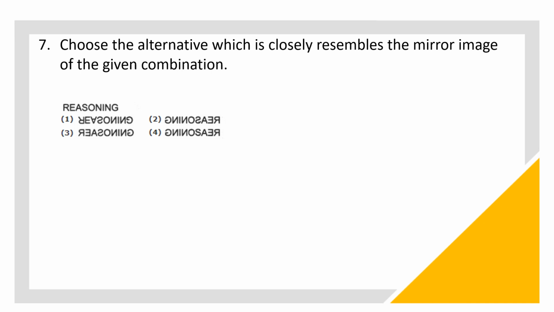Next, find out the mirror image of reasoning. So first what will come? Z will come, but in 1 and 3 it is there, so this is a wrong option. And observe G, first G N I N, in the second and fourth option G N I N O, up to here both are same.